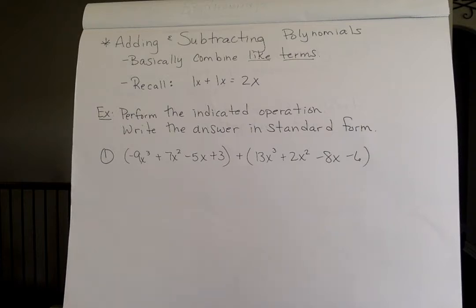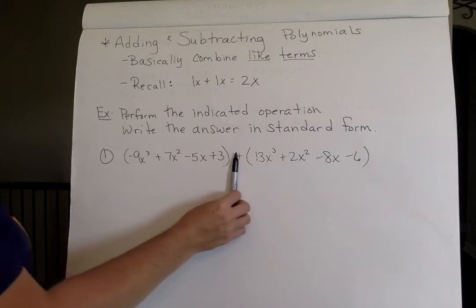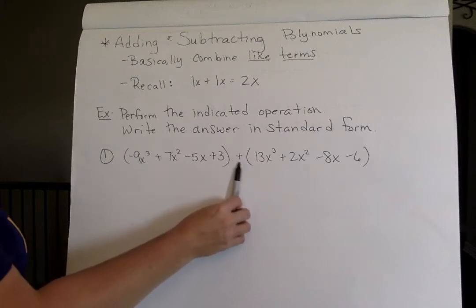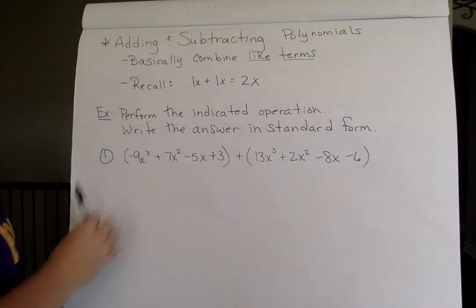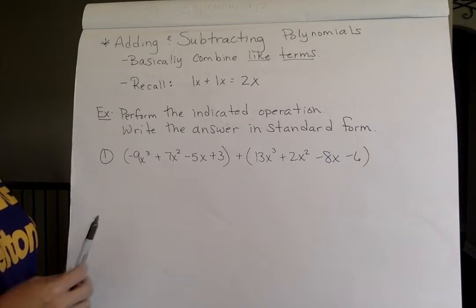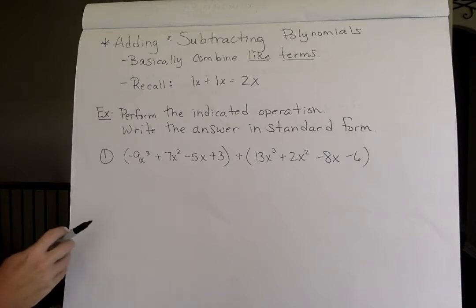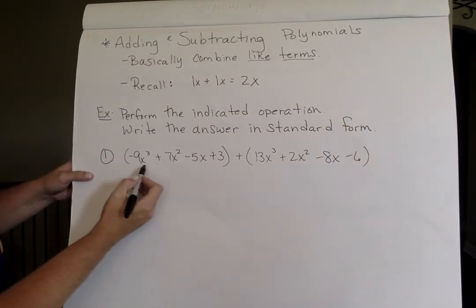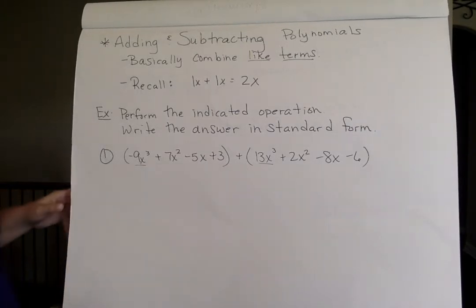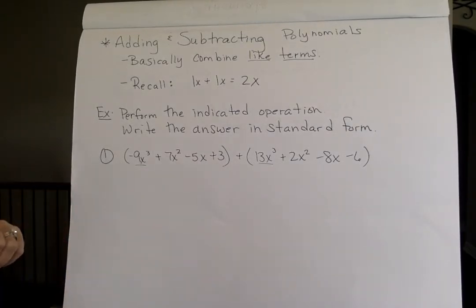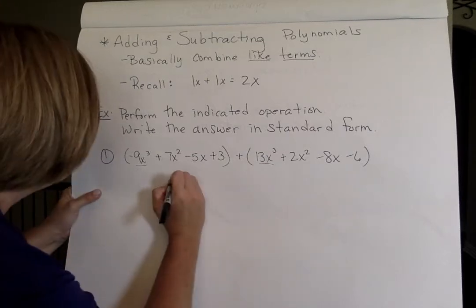So we're just going to be looking for some like terms because we just have a string here. Even though I've got the parentheses, I have addition in between, so that doesn't really impact anything. So we're ready to just look for some like terms. So negative 9x cubed and 13x cubed is going to result in 4x cubed.